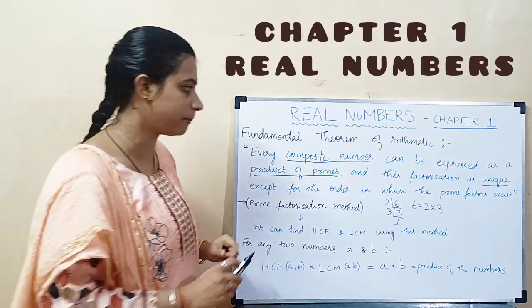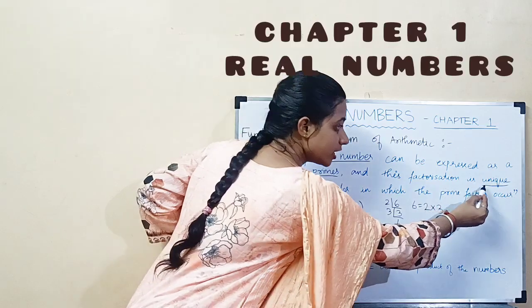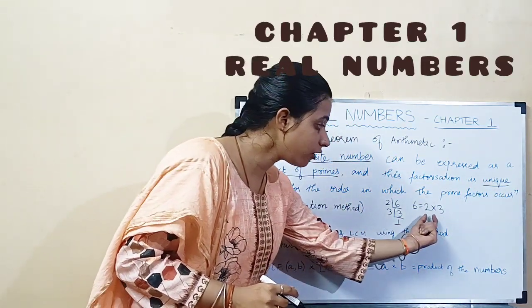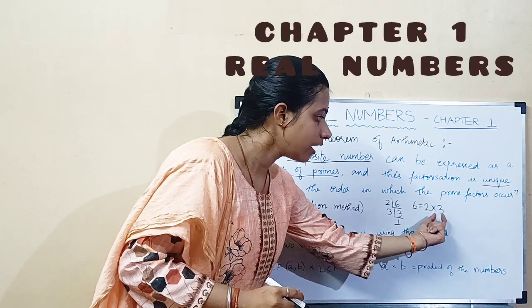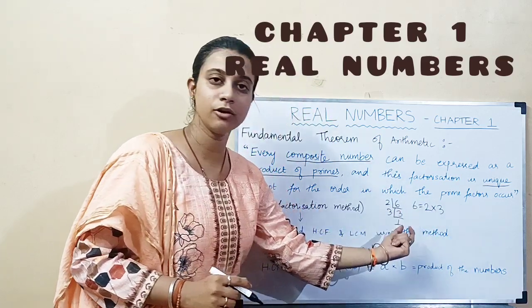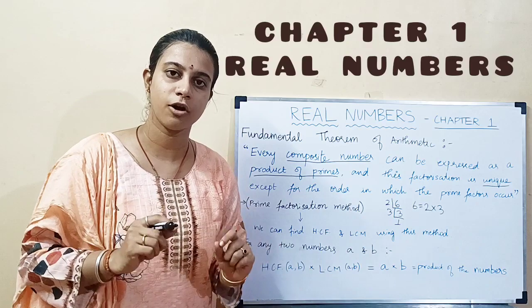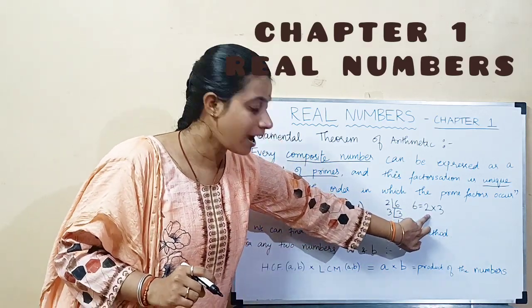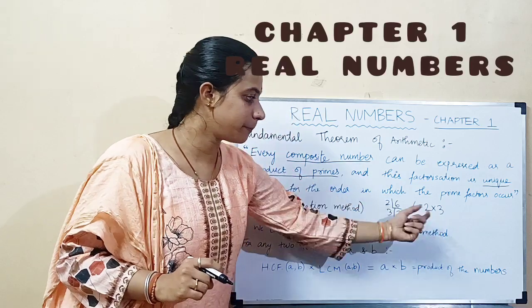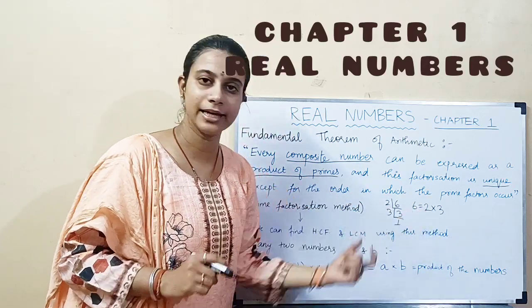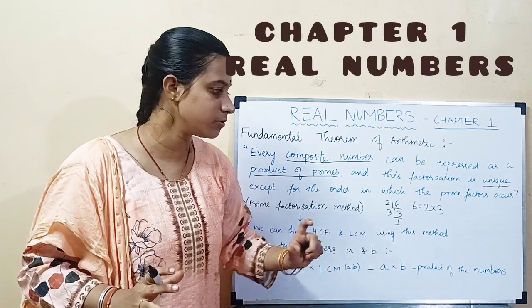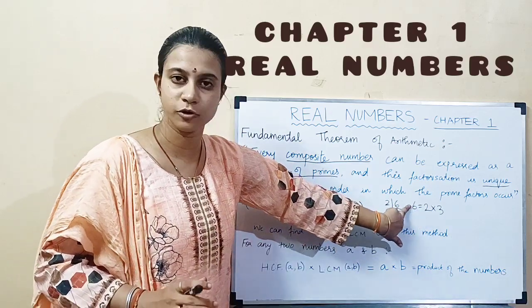Now coming to the second part. This factorization is unique. Unique means the number of prime factors occurring in a particular composite number is always unique. If there is 2 and 3 in the prime factorization of 6, then it is unique. There is no other combination of prime factors which can represent the composite number 6.